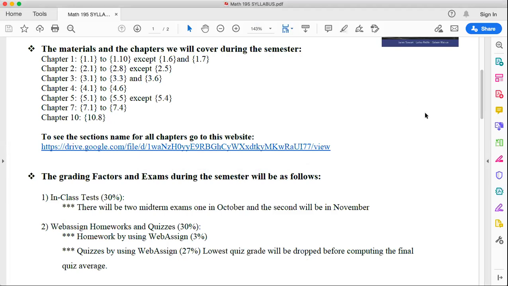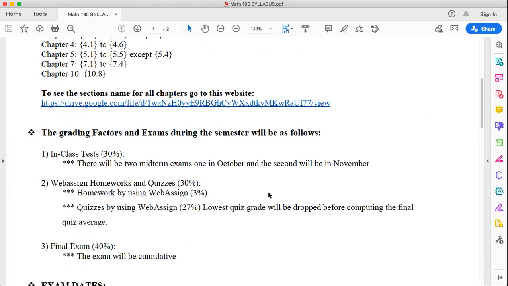Now let's go to the grading factors and the exams. In the class, I will give 3 tests: first test, second test, and third test. All of them together have 30%. That means the first test is 10%, the second one is 10%, and the third one is 10%.